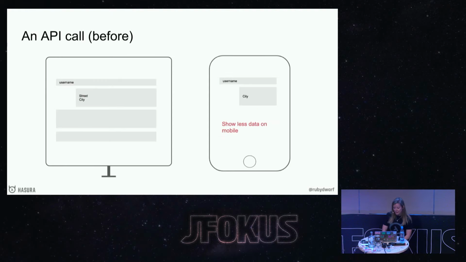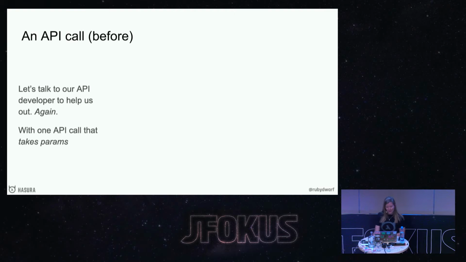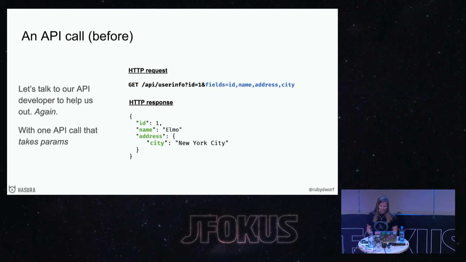Okay, now another thing, based on the device that we're using, we might want to display different chunks of data. So if we have a desktop, maybe we want to display more data than on the mobile because we have more space to display. Now, we go to our API developer again and we say, can you please help us out? Can you make an endpoint that can have optional parameters where we can define exactly which fields we want to have for this resource? And yeah, then this goes back and forth.